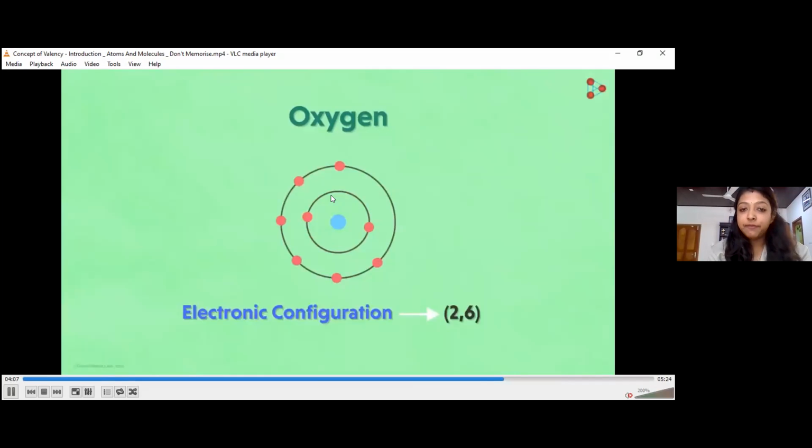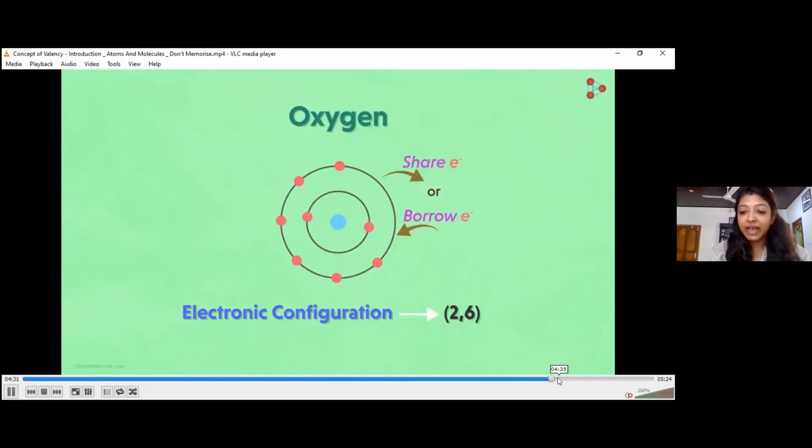From this, we can know that it lacks 2 electrons. That is, in order to become stable, it requires 2 more electrons. It is not in a stable state right now. So how can it attain stability? That is what oxygen is thinking of. It can attain stability either by borrowing electrons or sharing electrons.